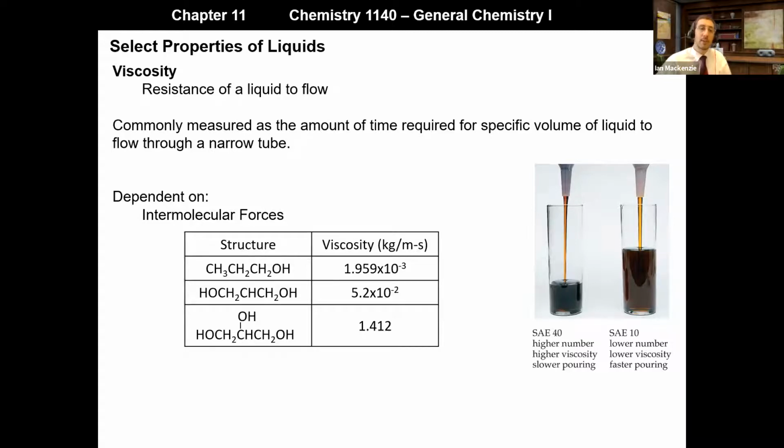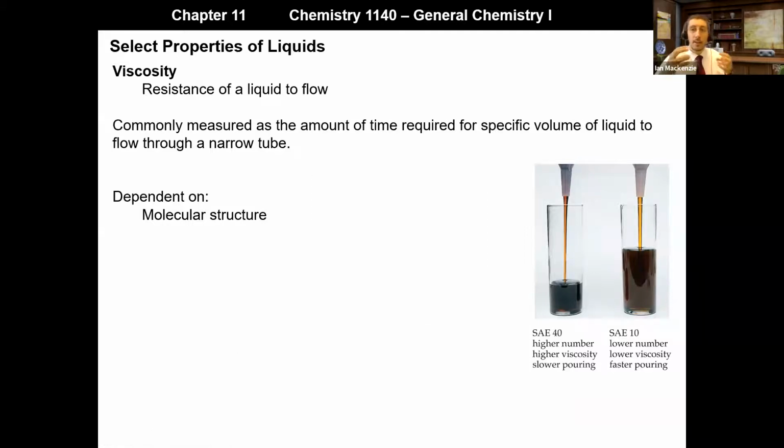What we'll notice is that if we start here at the top, we have only one OH bond, and then we move to a case where we have 2 or 3. So we're increasing in the number of intermolecular forces because we have more hydrogen bonding present in each molecule. And what we notice is a corresponding increase in the viscosity. So increase in intermolecular forces results in an increase in the viscosity.